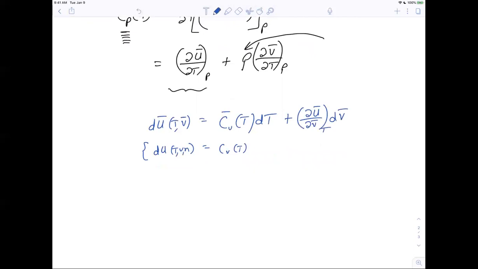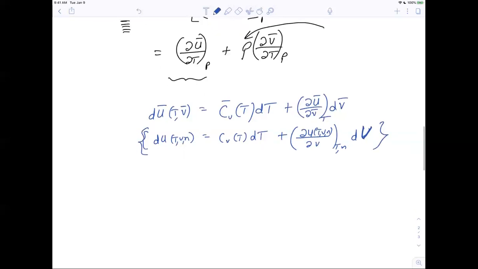Okay, Cv dT plus the partial of u with respect to v at constant T and n times dv. Okay, where n we said was constant. So remember this term, this equation. Again, these are very general. These are the general forms. So I think everyone remembers this one.